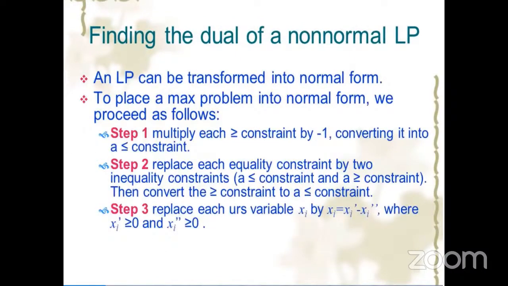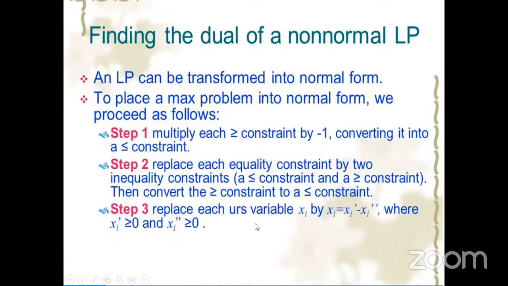So finding the dual of the non-normal LP can be transformed into normal form. To place a maximum problem into normal form, we proceed as follows. Step 1 is multiply each greater than constraint by -1, converting it into a less than or equals to constraint. To multiply with the minus sign, automatically it changes. Step 2, replace each equality constraint by two inequality constraints, a less than constraint and a greater than constraint. Then convert the greater than constraint to a less than constraint.